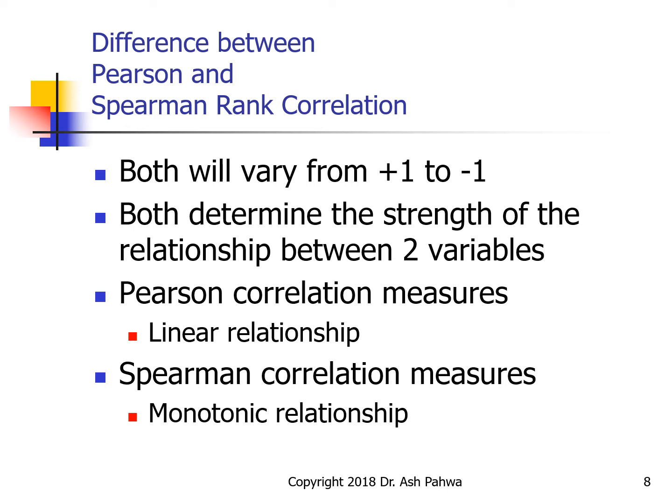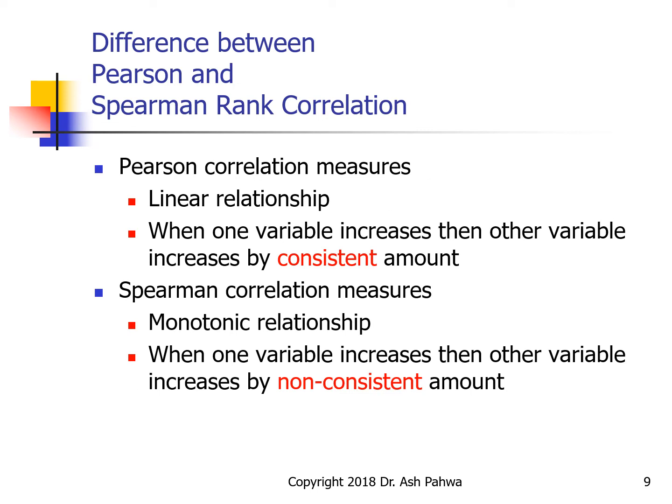So that is the basic difference between these two correlations. The Spearman correlation has a lot of applications in sports analytics. Now let us look into this difference again. In the case of Pearson's, when one variable increases, the other variable increases by a consistent amount. The word consistent is very important here.